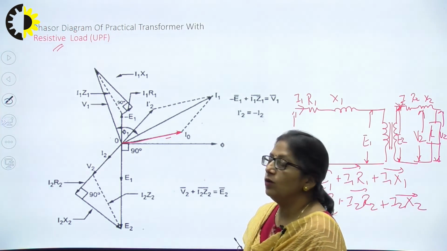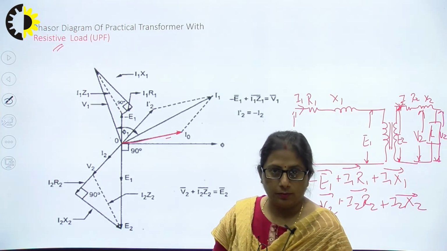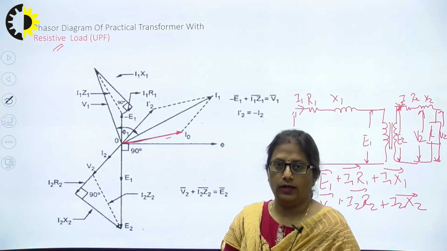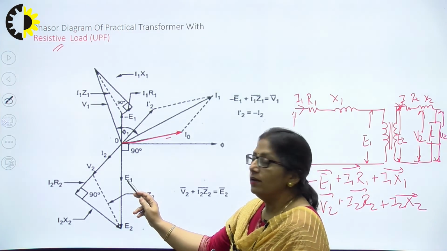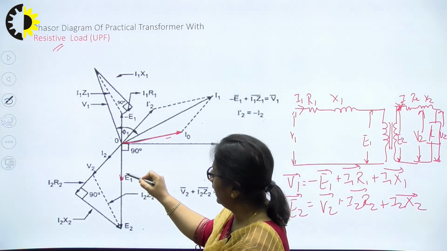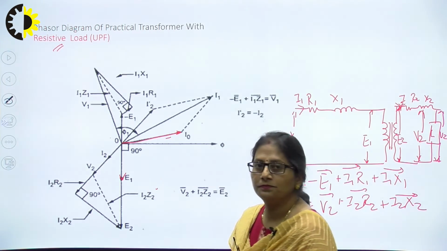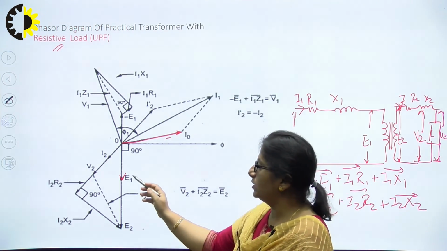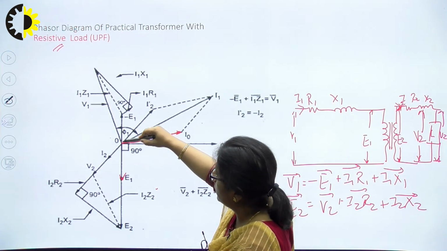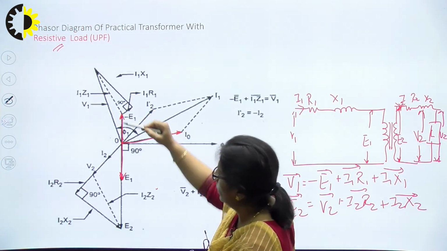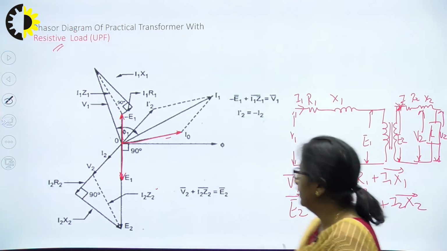Then we know that the induced EMF in the primary will be lagging the flux, from the derivative. So E1 will be lagging the flux by 90 degrees. So I'll plot E1 90 degrees lagging the flux. I also know that the anti of E1 would be minus of E1. So I have one phasor, that is minus of E1.